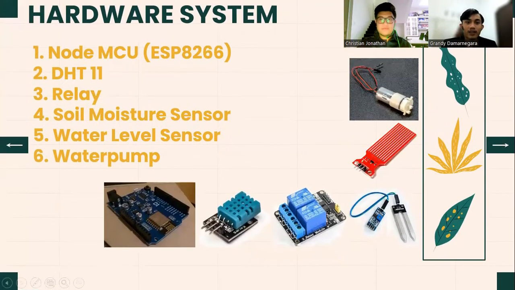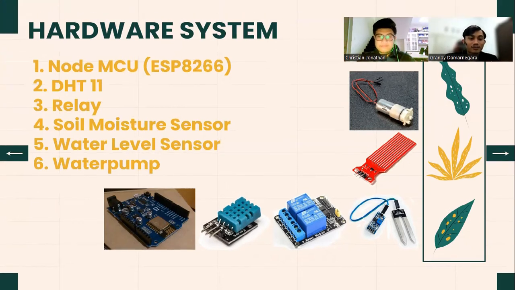The hardware system. In this project, we use first NodeMCU ESP8266, second DHT11, third relay, fourth we have soil moisture sensor, fifth water level sensor, and sixth water pump.